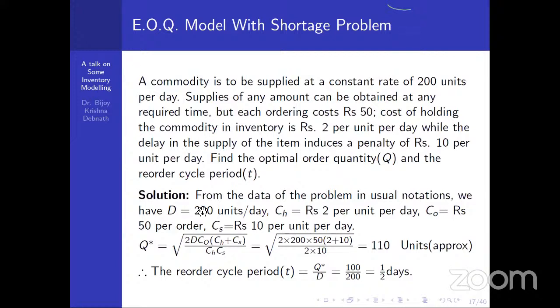Here you can see our demand is 200 units per day, holding cost is rupees 2 per unit, ordering cost is rupees 50, and shortage cost is rupees 10. That means if you don't deliver an item, you have to pay a goodwill loss of rupees 10. You get the optimal value of Q star, that is root under 2 D C naught into (Ch plus Cs) by (Ch into Cs). If you put all the values here, you get 110 units. You can also find the reorder cycle period T, that is Q star by D. You put the values and get half a day.